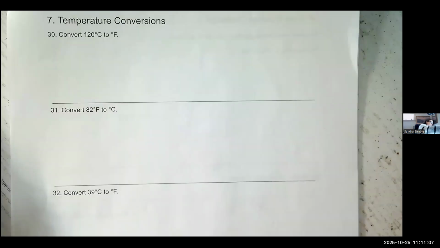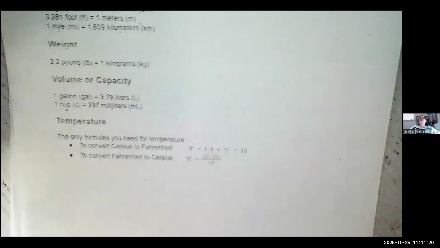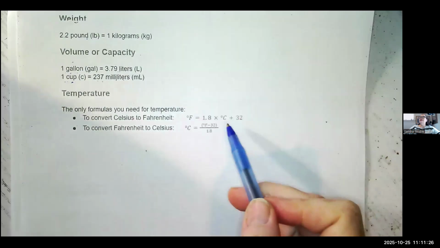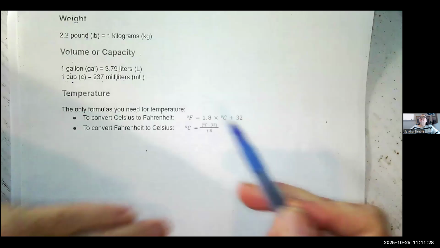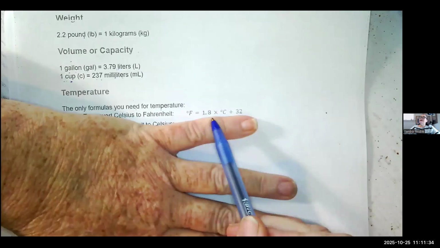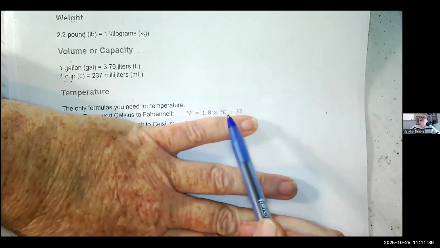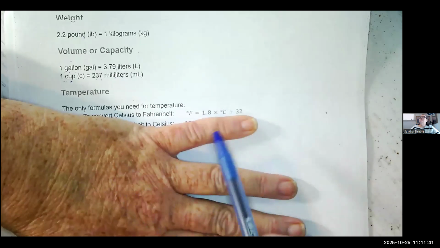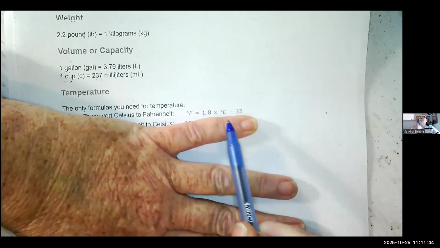Okay, so let's start with the temperature portion of the review for unit conversions for the exam. We only need these two formulas right here to turn, if we know what the Celsius is and we're looking for the Fahrenheit. To convert from Celsius to Fahrenheit, you're going to go 1.8 times the Celsius degree plus 32. And you can put it in the calculator exactly like this: 1.8 times Celsius plus 32. Straight in there and then equals.